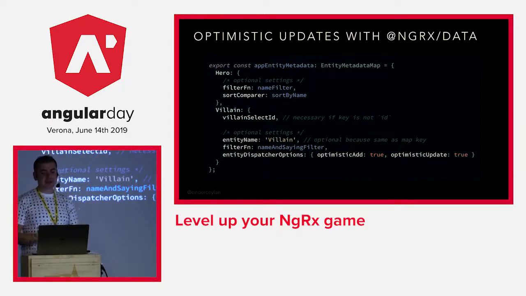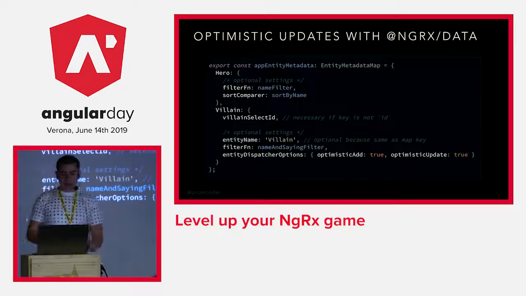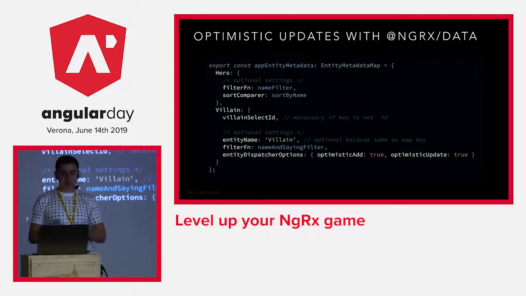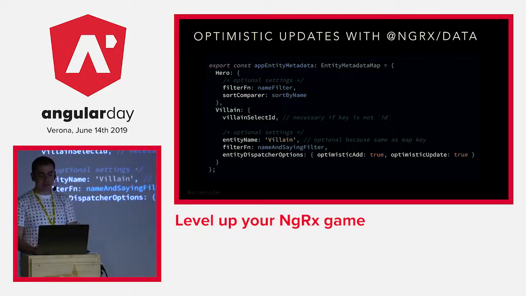Optimistic updates with ngrx-data are possible. It has a configuration, EntityDispatcherOptions, by default providing default configuration for optimistic add and optimistic update. The default values are actually the safe ones: optimistic for delete and pessimistic for add and update. But you can override these choices in your actions and also in your application configuration here. So by using the ngrx-data library, you can also get the advantage of introducing optimistic updates to your application.